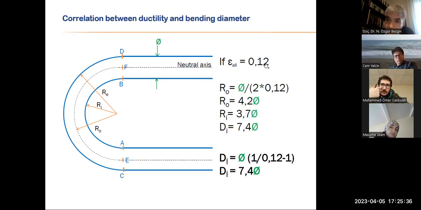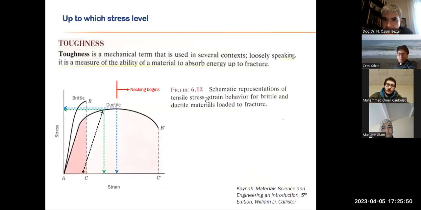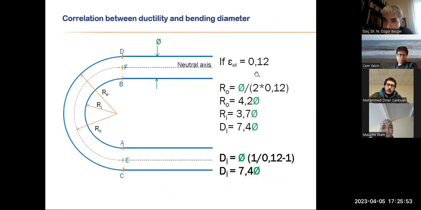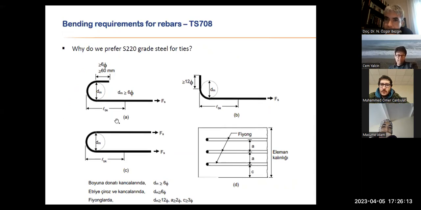If it's 0.12, if I have a brittle steel, something like this guy, where the ductility is diminishing, if this value is not 0.20 like this, but 0.12 like that, then I'm a bit in trouble. If I use that value, 0.12, the internal mandrel diameter will be di is equal to phi times 1 over 0.12 minus 1, 7.4 phi. So if I try to bend this guy along the 6 phi that is being recommended over here, I will be in big time trouble. Does everybody agree?